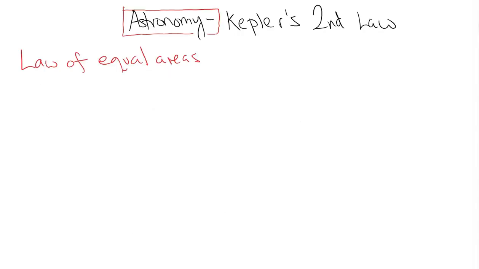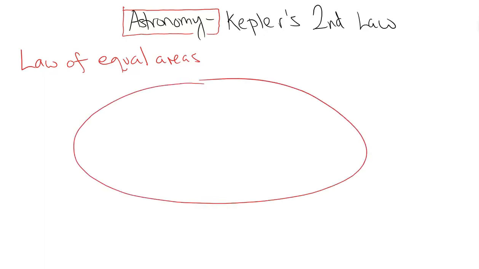So what is this? Well, it's called the law of equal areas. Basically, we have our ellipse, we have our sun as one of the foci, and the empty focus would be over here, right there. And we'll have a planet, let's say right here, and let's do Earth.